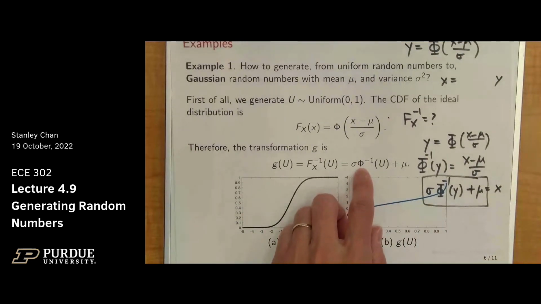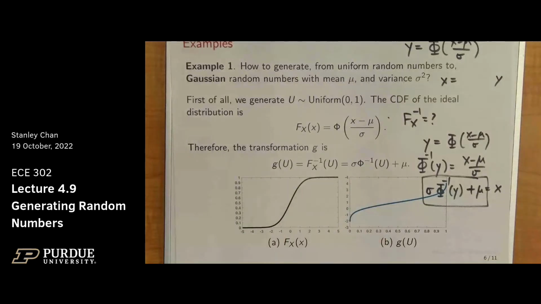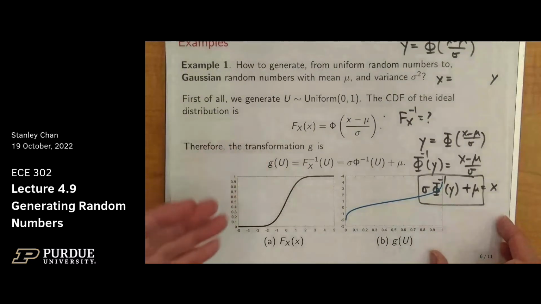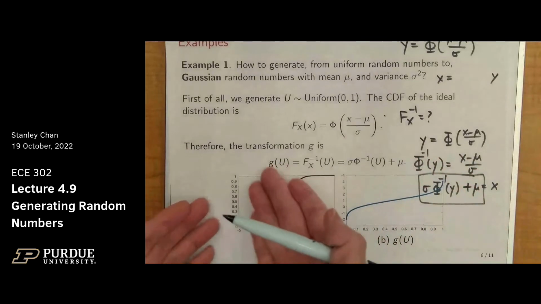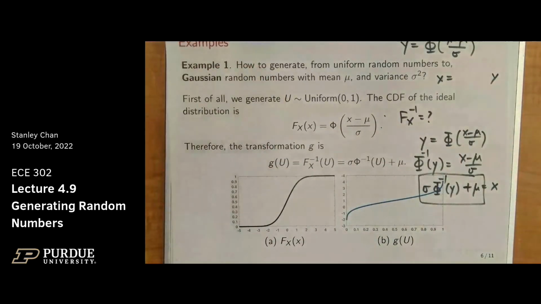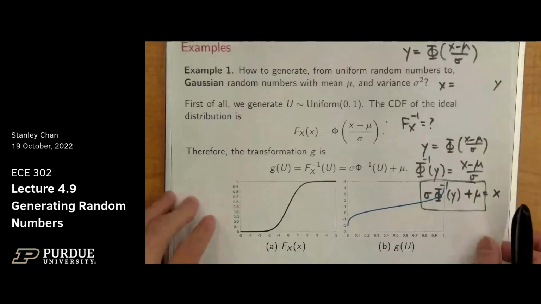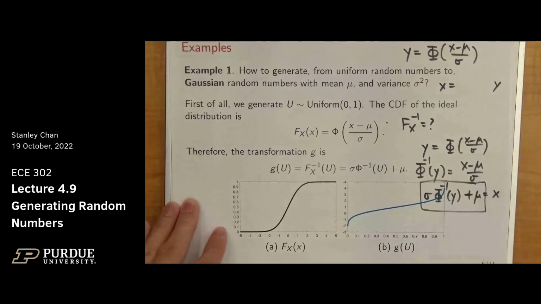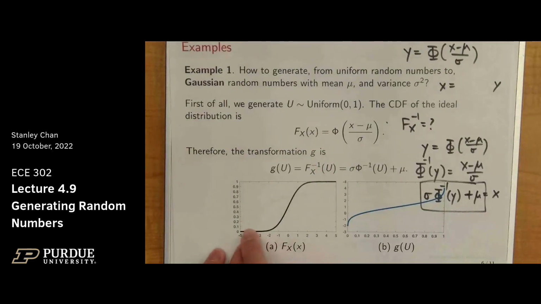Now, what is this phi inverse? Well, in computer, this is just the inverse CDF. So you can easily call the command. In MATLAB, it will be icdf. In Python, there's a corresponding command. You just put that in. Then you will be able to get this g. Then you dump in uniform random variable. Then you can get the Gaussian random variable.